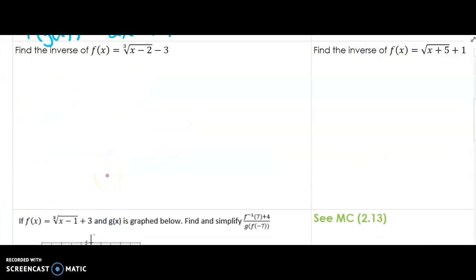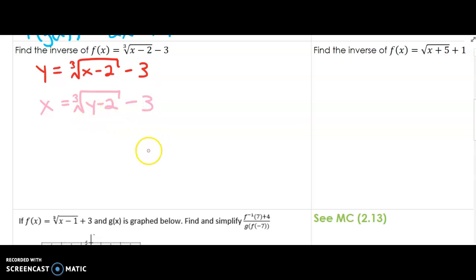Now we're trying to find the inverse of the given function f of x. I know my first step is to replace f of x with y, so I have y equals the cubed root of x minus 2, minus 3. And then step 2, the biggest step that's actually applying what we know about inverse functions, is that we're going to be switching our x and y. So every time I see a y, I'm going to put an x, and every time I see an x, I'm going to put a y. So that I have x equals the cubed root of y minus 2, minus 3.